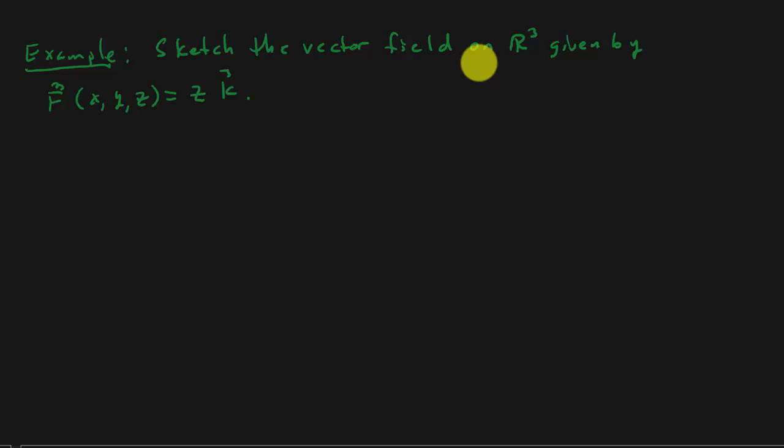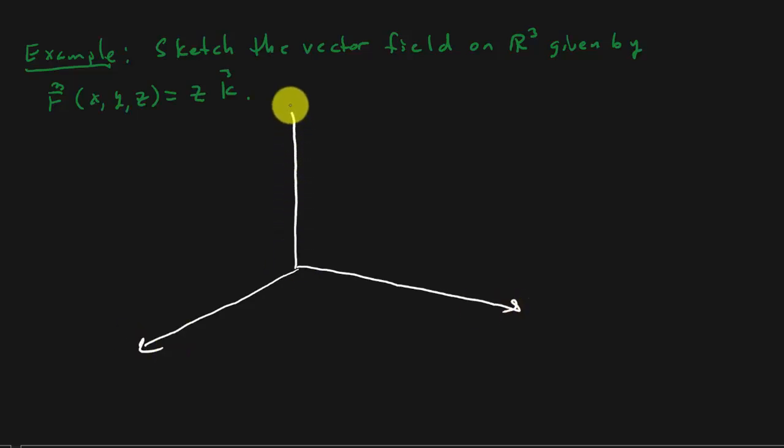All right, so let's look at this one. Let's sketch the vector field on R3 given by the vector function f of x, y, z is equal to z times k. All right, so let's see what we have here. I don't really need to make a chart here. I can say z is equal to 1. That would give me a vector that goes 1 unit up, because if z is 1, that would give me the vector 0, 0, 1.